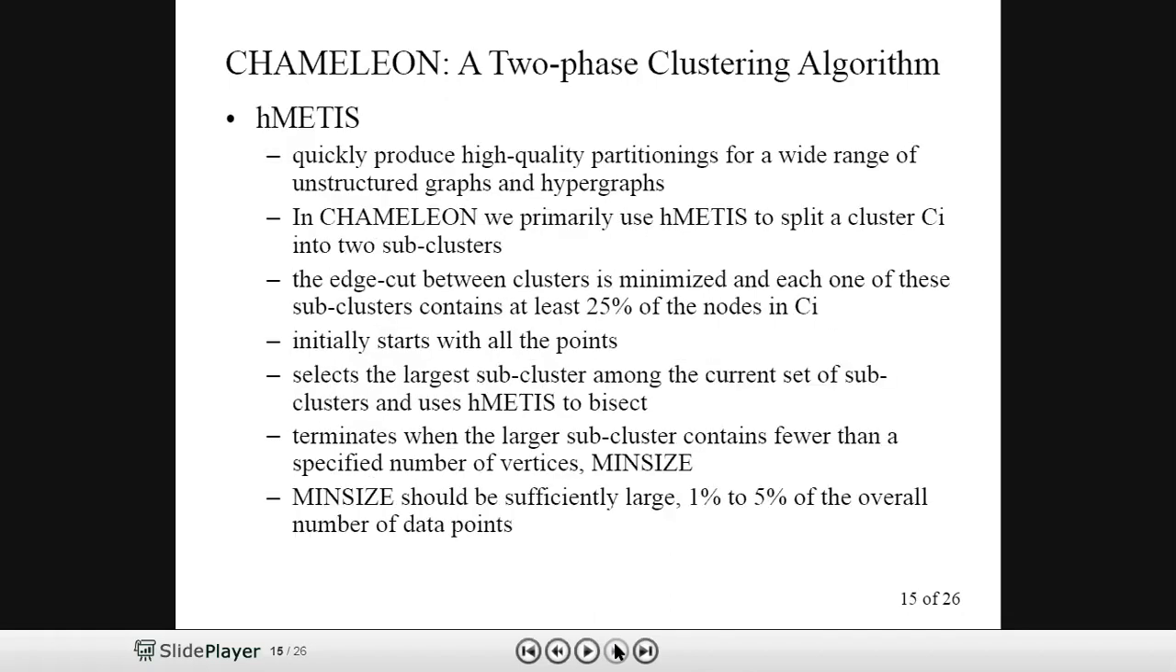In the hMETIS algorithm, the edge cut between the clusters is minimized, and each one of these subclusters contains at least 25% of the nodes. So for every edge cut, the subcluster should have at least 25% of the nodes, and if this criterion is not satisfied, then we terminate. We also terminate when the larger subcluster contains fewer than a specified number of vertices.